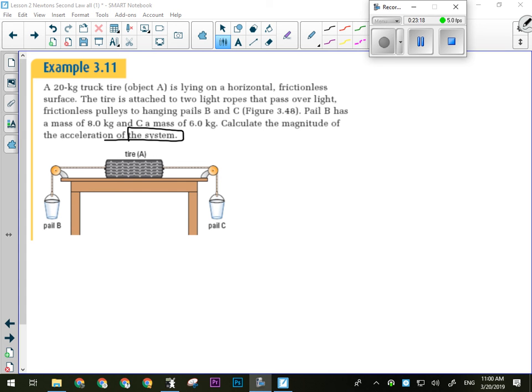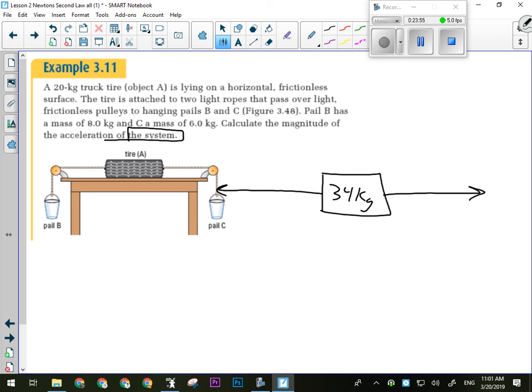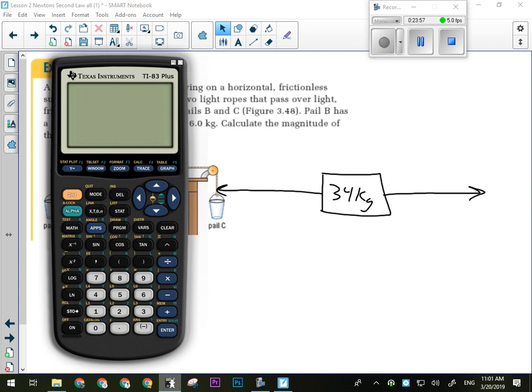For this question, we want to do a similar thing to the last pulley, and that is we want to eliminate the pulley. So we know we have an 8 kilogram pail and a 6 kilogram pail. Pail B is our 8 kilograms, so it's the heavier of the two. Pail C is the other one, and then our tire is 20 kilograms. So in total here how much mass? 34 kilograms. So I'm going to draw this and say I've got 34 kilograms of mass in the system. That system is being pulled this way by a force of gravity and this way by a larger force of gravity. All I have to do is calculate the two of them.